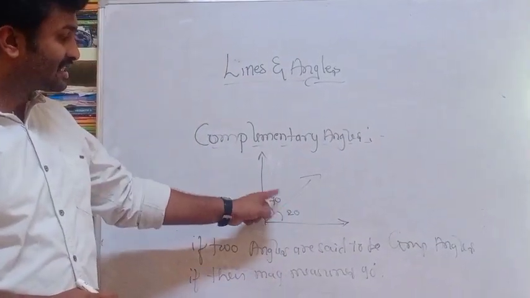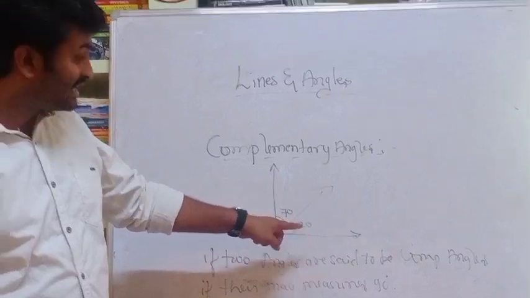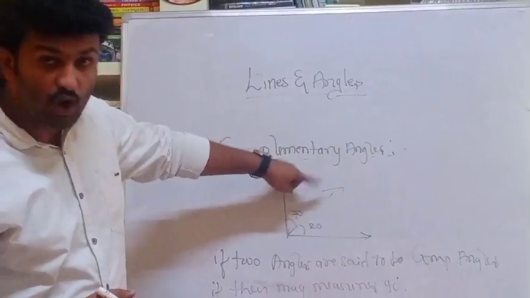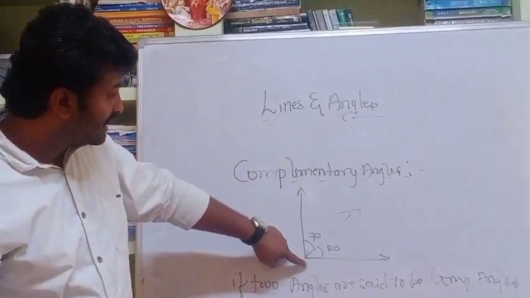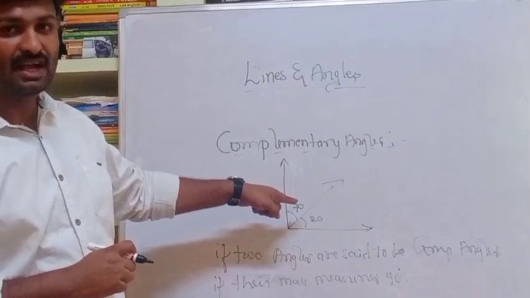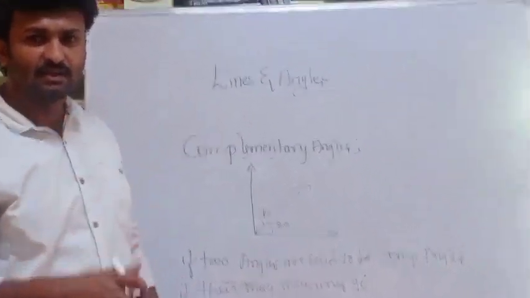Then these two angles are called complementary angles, and these two angles are also called adjacent angles. Why? They have a common arm and a common vertex. Complementary angles are also known as adjacent angles. They are side by side.